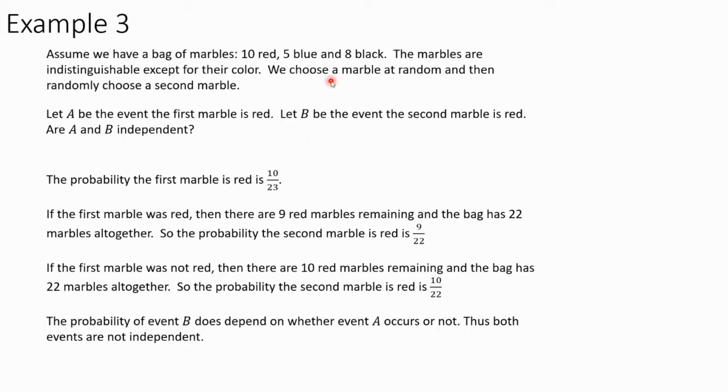So now the probability that the second marble we choose is red is 9 out of 22, right? Since the first marble was red, okay? And there's one marble less in the bag, that's right. The event here is 9 out of 22. Okay? The probability here is 9 out of 22.